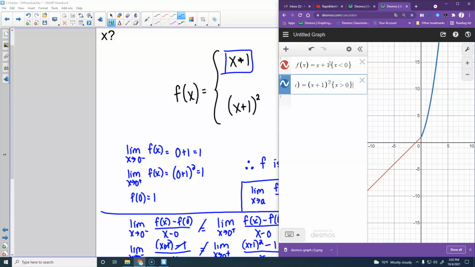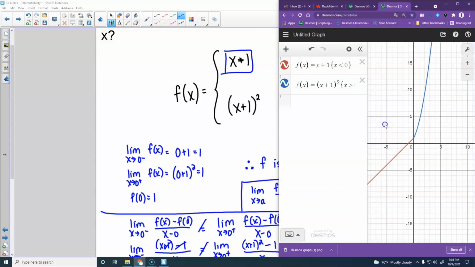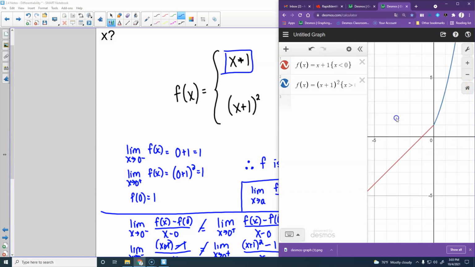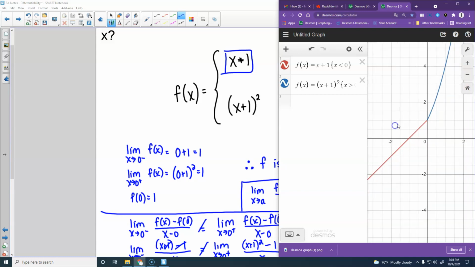Guys, this is not that hard. You're overthinking it. If you look at this graph right here, you've got the line on the left, you've got the blue graph on the side here. In order for this to be differentiable, it has to be a smooth curve.